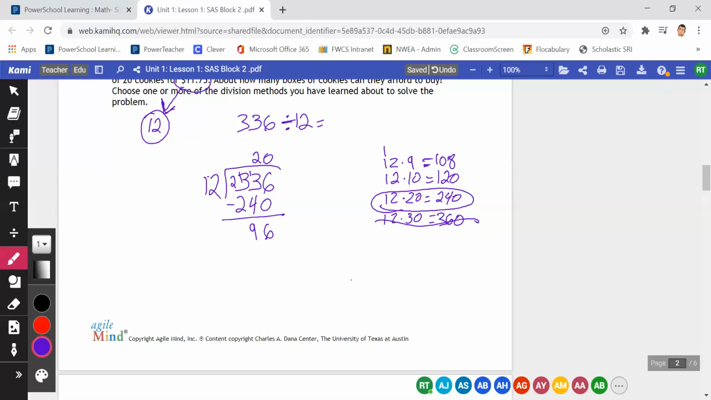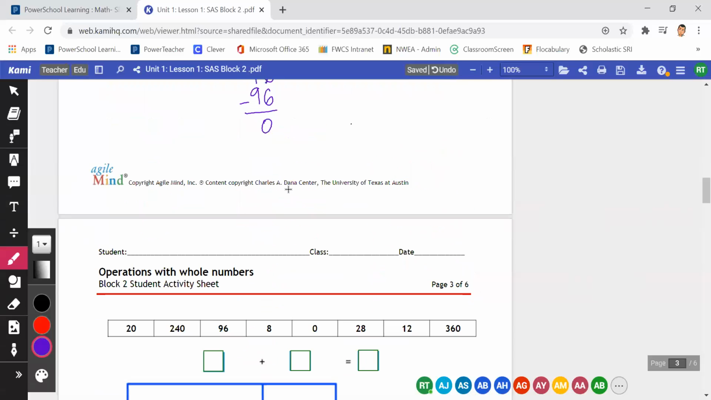So 12 times 8 is going to be 12 less than this. So 8 less would give me 100 even. And so then I just need to count back 4 more, which would give me 96. And there's my magic number. So I'm going to put it in 8 times. 8 times 12, of course, is 96. When I subtract that out, I get 0. And I simply need to add these together, giving me 28. So they can buy 28 boxes of cookies.